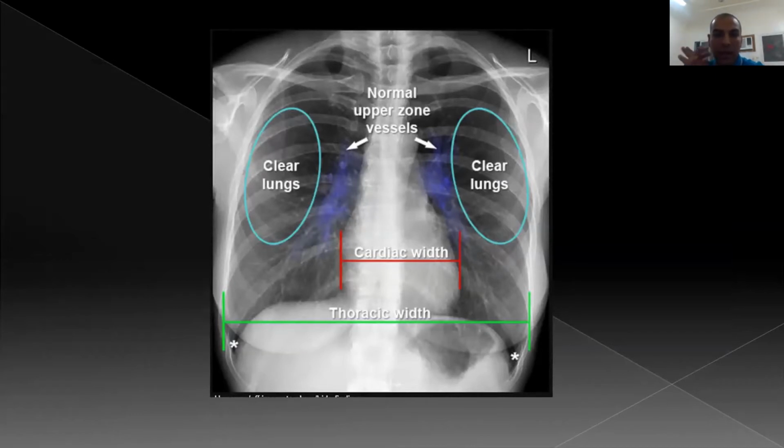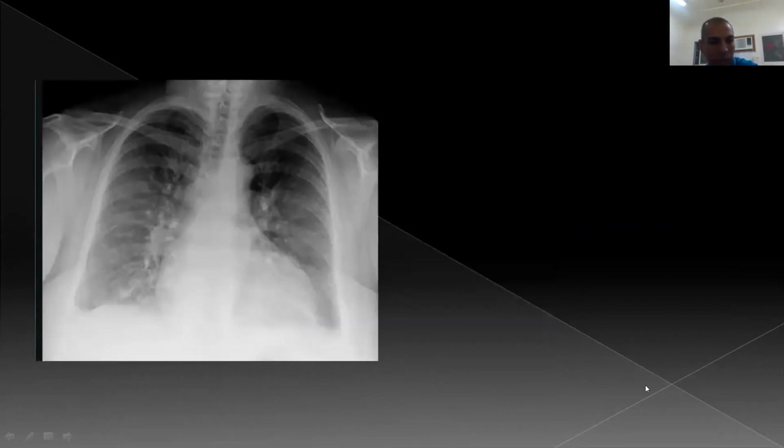The hilar vessels or the upper lung lobe vessels should be attenuated, or less distended than the left or right lower lobe pulmonary vasculature. Again, the pulmonary vasculature in the lower lung zones should be more distended or dilated than the upper. This is normal, and we have here normal cardiac width. Look at this one.